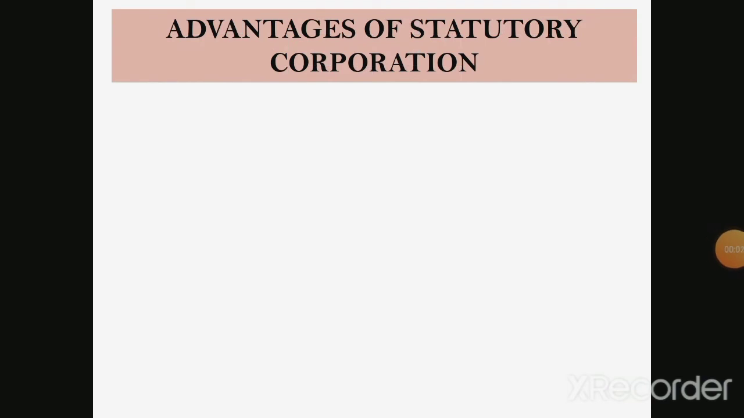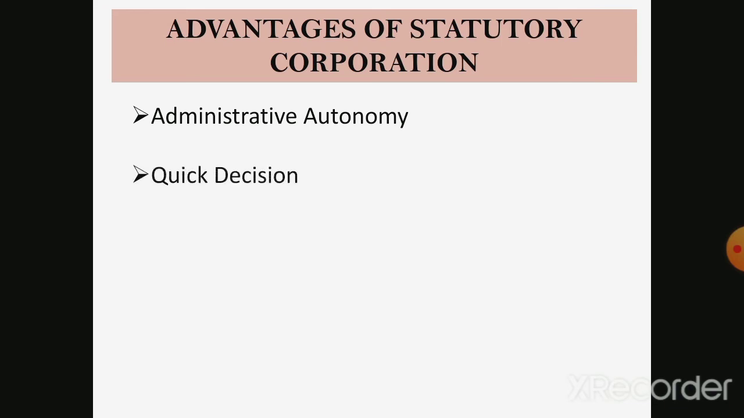Now here are some advantages of statutory corporation. So the first advantage is administrative autonomy. As we know, public corporations are basically owned and managed by the government. So the government manages the affairs of the public corporation or the functions of the corporation with independence and flexibility. Second is quick decision. Public corporation can make a quick decision as there is less file work, less formalities to be completed before taking decision. So decision can be taken quickly.